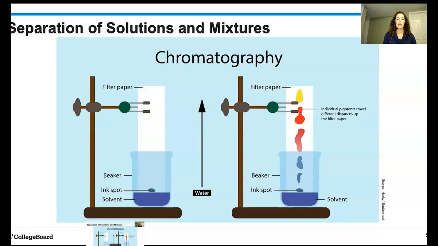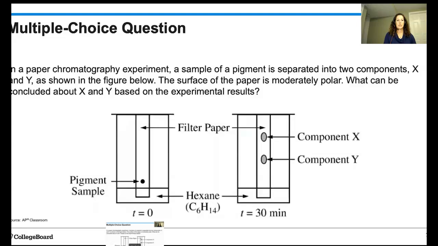So think about it: if it's moving faster and higher up, that means it's dissolved in the solvent better. Right? We're going to look at that now. Okay, let's look at an example so we know what we're talking about.